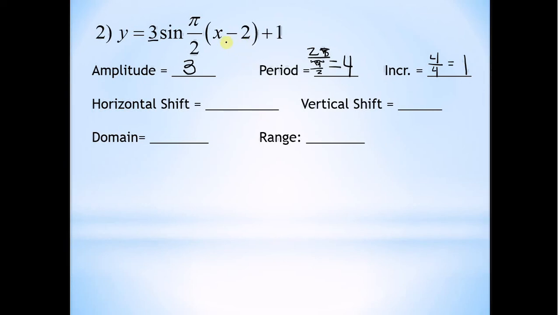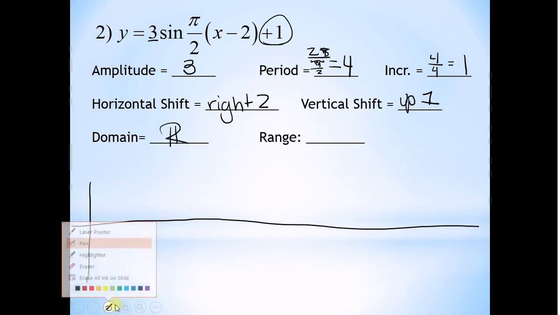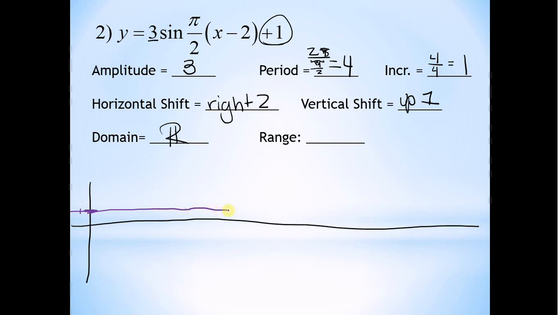Horizontal shift, I am going to move opposite of what I think, so right 2. Vertical shift, I'm going to go up 1. There we go. Domain, all reals. So let's go ahead and graph this in. Let's first figure out where am I going to be on my vertical. Purple, so my vertical shift is up 1. So that's going to be my new x-axis. Let's put that in there.